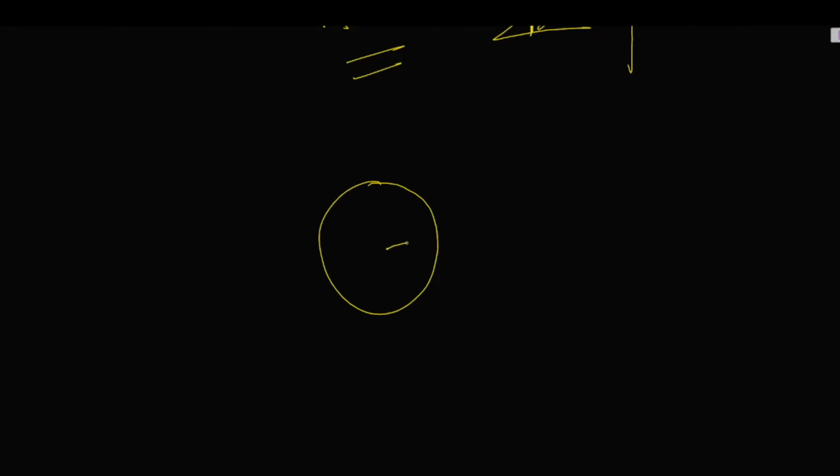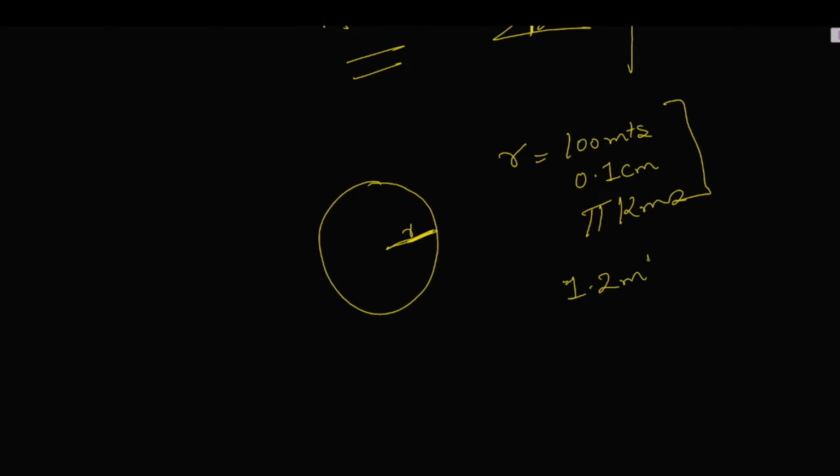Of radius r. R units. R units can be 100 meters. It can be 0.1 centimeter. It can be pi kilometers. You understand? Any units. Let's say some distance, say the length of your arm. Say it is, I don't know, 1.2 meters.